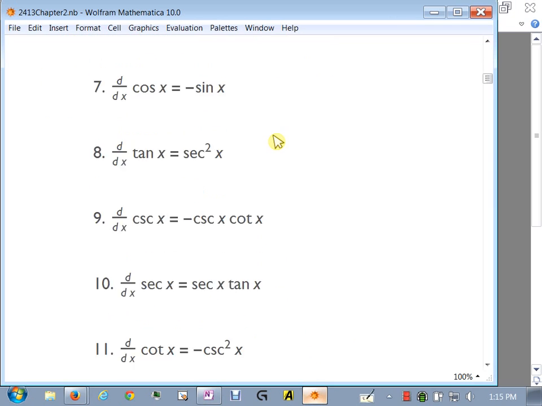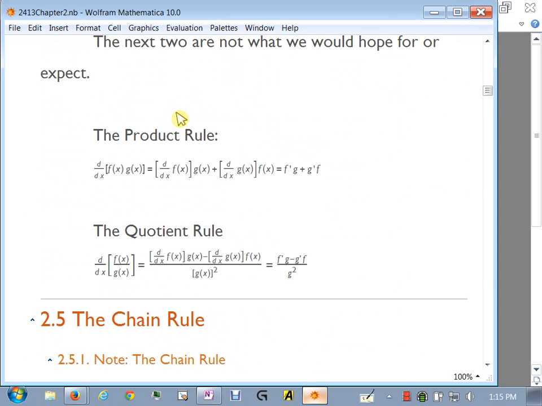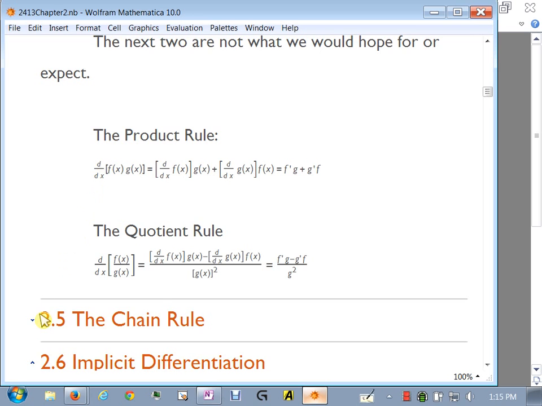Product and quotient rules. I think I've addressed a couple of answers, right? Did you look at the notes for this? No? It's that. That's it. This is it right here.